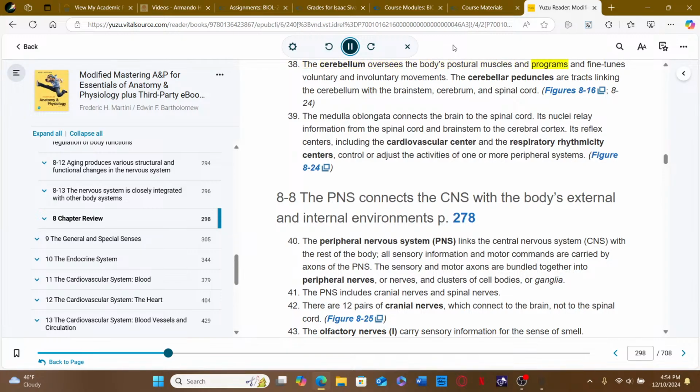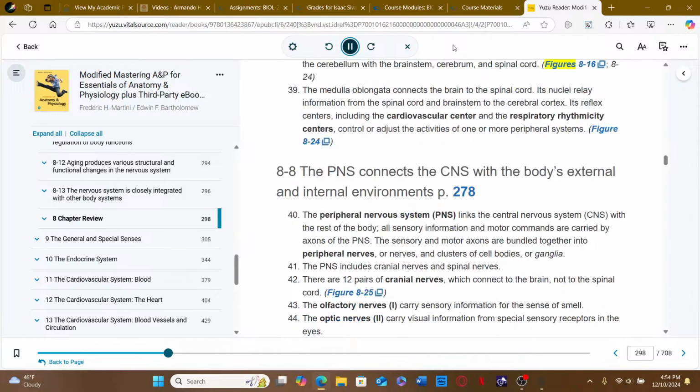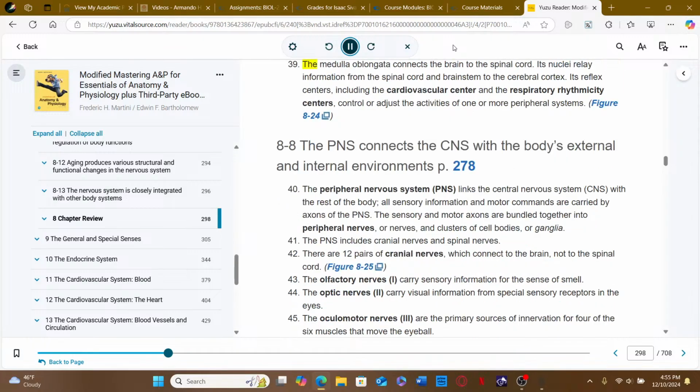The cerebellum oversees the body's postural muscles and programs and fine-tunes voluntary and involuntary movements. The cerebellar peduncles are tracts linking the cerebellum with the brainstem, cerebrum, and spinal cord. Figures 8-16, 8-24.